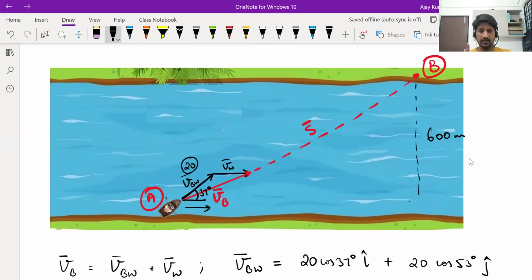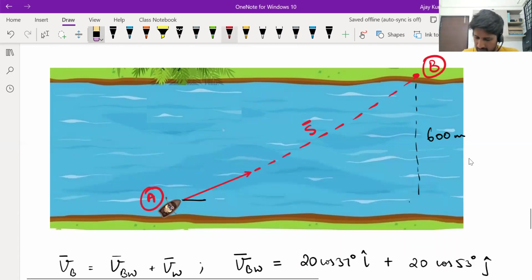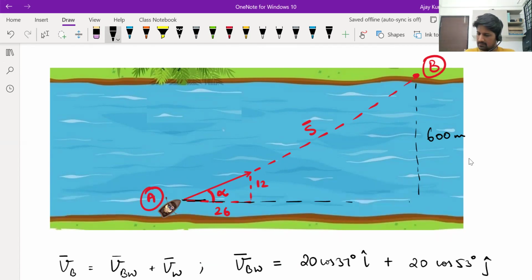And we derived the VB vector. Now I'll erase the other vectors just to make the situation clear. We know its x component 26 i cap. We know its y component 12 j cap. So VB vector is like this, 26 i cap, 12 j cap. So indirectly we know this angle. Let's call this angle alpha. Using that angle alpha and this right angle triangle that you now see on the screen, you can tell this displacement.